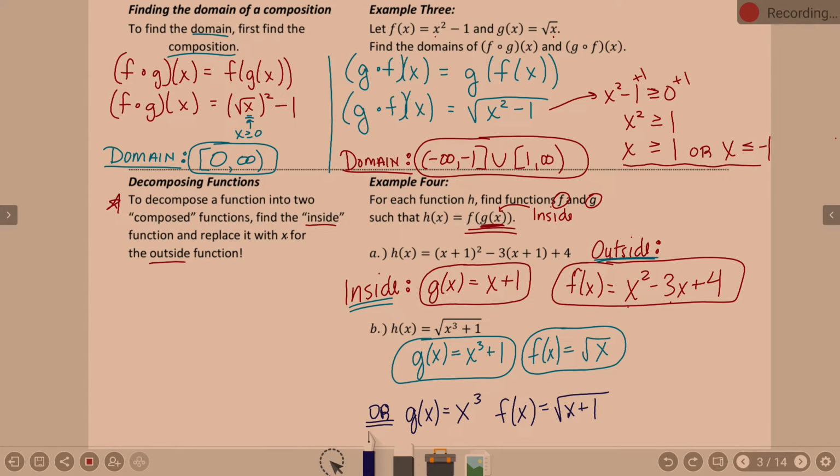Now you can't mix and match. You can't pick this g of x and that f of x. They go together as a pair, right? But that is another valid answer. So I don't want you to think, well, mine didn't agree with theirs, mine is wrong. Now, there are wrong answers also. But it is possible for multiple right answers. Got it?